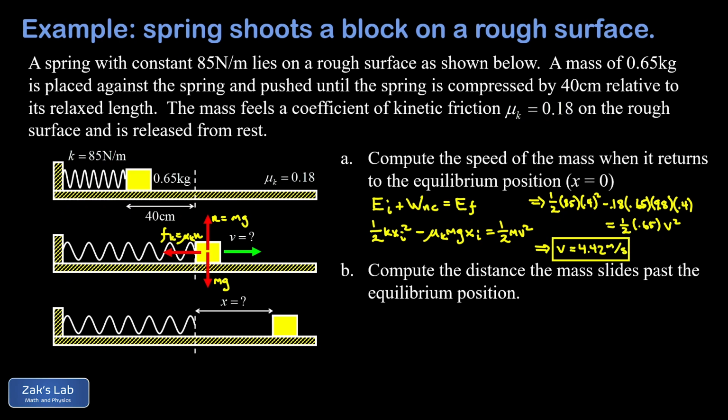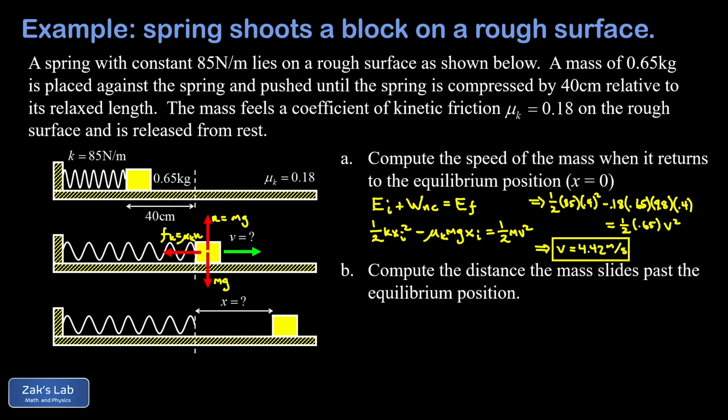All right, next we're asked to compute the distance the mass slides beyond the equilibrium position. So we're going to use the same basic concept of energy conservation for this. And we have a choice here. We can start all the way back at the initial state where the block was compressed against the spring, and then we'll have to compute the work done by friction over the 40 centimeters there, plus the additional x that it takes to slide to a stop.